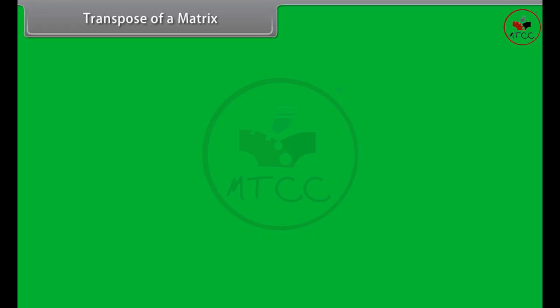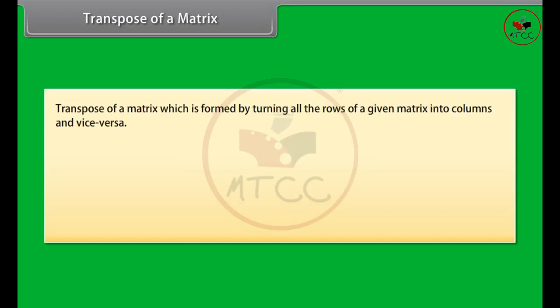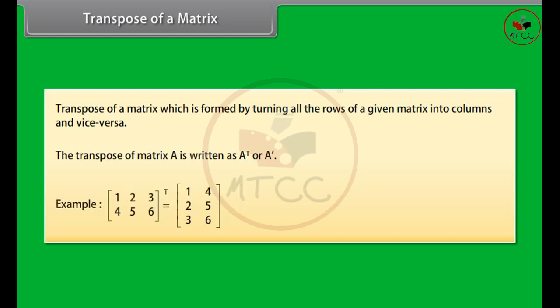Transpose of a matrix. The transpose of a matrix is formed by turning all the rows of a given matrix into columns, and vice versa. The transpose of matrix A can be written as, for example, the transpose of the matrix with first row 1, 2, 3 and second row 4, 5, 6 is the matrix with first row 1, 4, second row 2, 5, third row 3, 6.